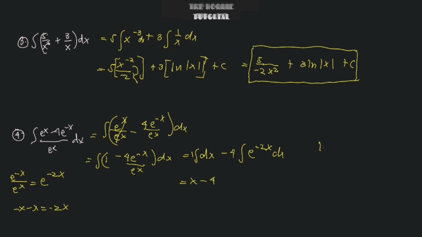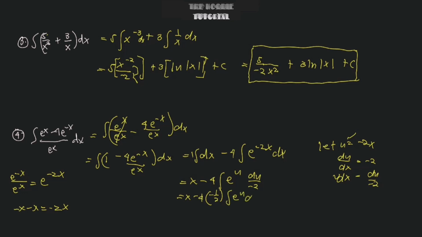We can let u equal negative 2x first, and then we derive that: du over dx equals negative 2, and we find dx equals du over negative 2. Since we already have the value of u and the value of dx, we can substitute. That would become the integration of e^u, with dx as du over negative 2. So we can factor out that negative 1/2. This will become x minus 4 times negative 1/2, leaving behind the integration of e^u du.